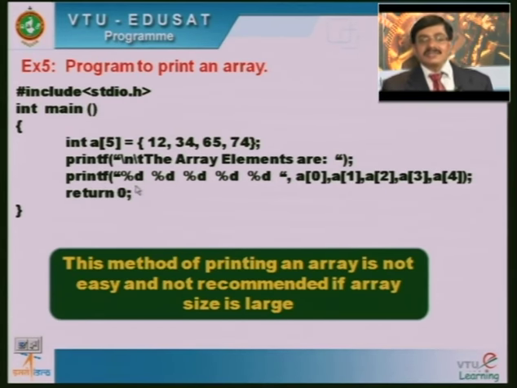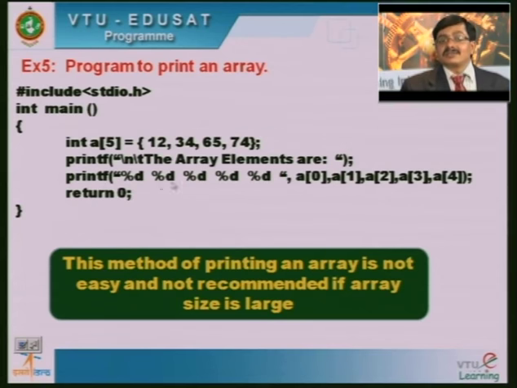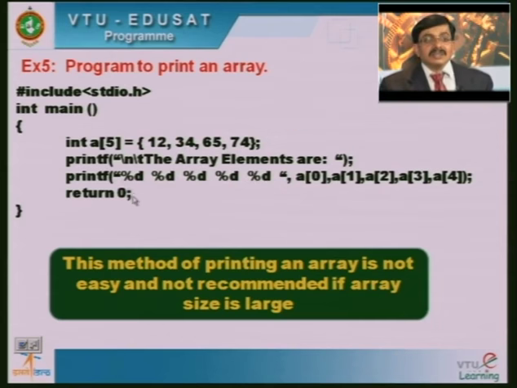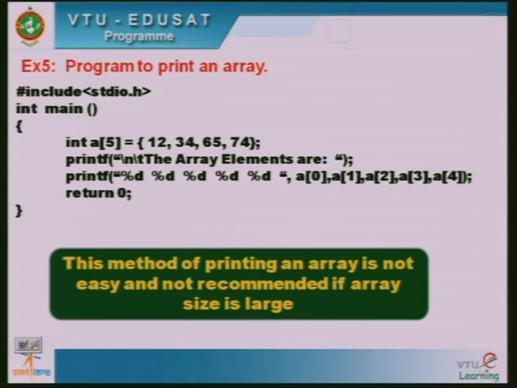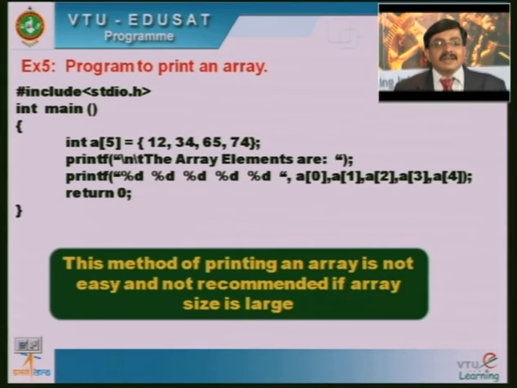But here I am using 5 percentage d. What could be the situation if I am using a of 50? Then 50 percentage d, if I am using here, then I am not taking the advantage of using the arrays. So, this is not the recommended way of programming. That is the reason we say this method of printing an array is not easy and not recommended if array size is large. If it is 50, 100 or so on, this may not be the right method of printing the array elements.